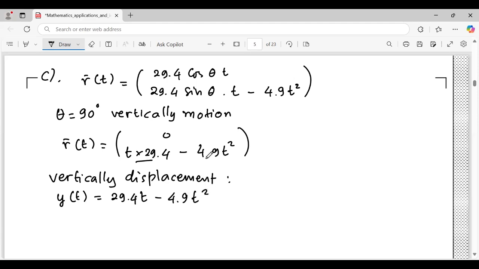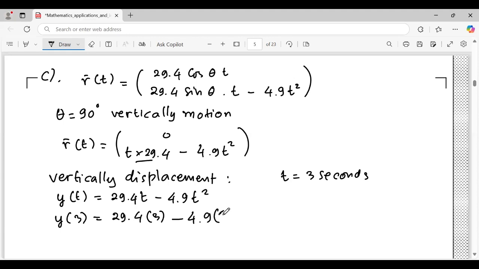For the maximum height, we are going to substitute 3 seconds into this equation. So y(3) is 29.4 multiplied by 3, minus 4.9 multiplied by 9, because 3 squared. And if you calculate, the result is 44.1 meters.